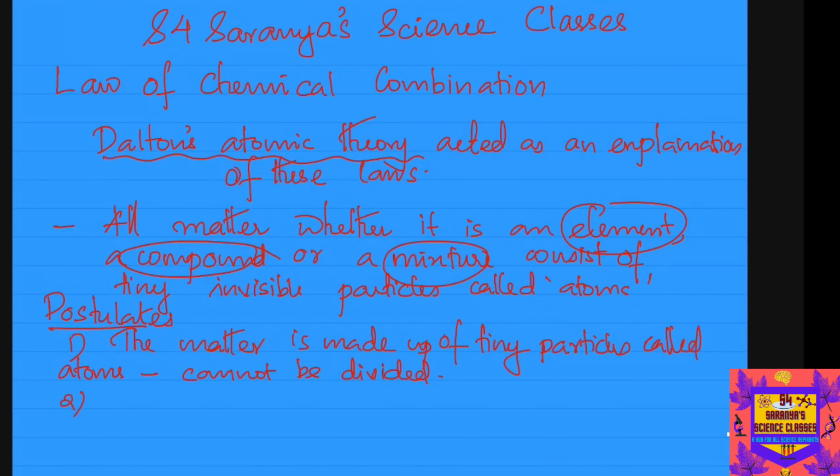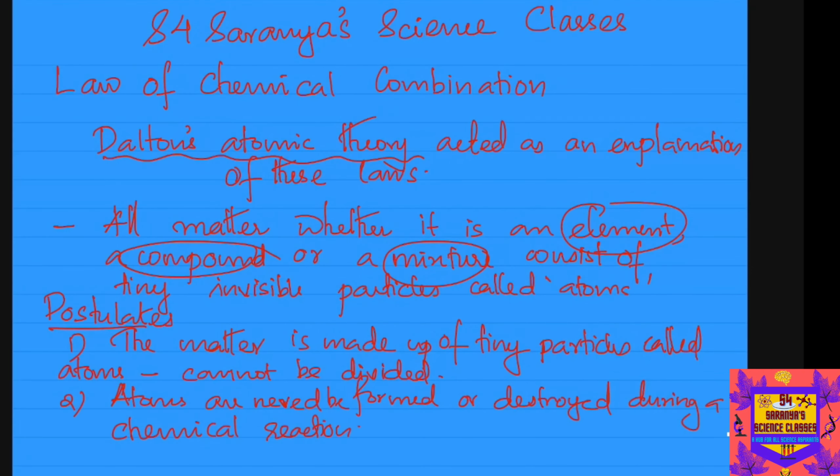What was the second postulate? According to John Dalton, atoms are never formed or destroyed during a chemical reaction. That means atoms cannot be created or destroyed. They are never formed or destroyed during a chemical reaction. This was the second postulate.